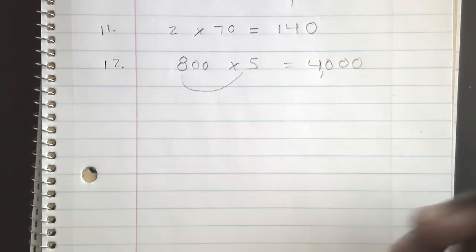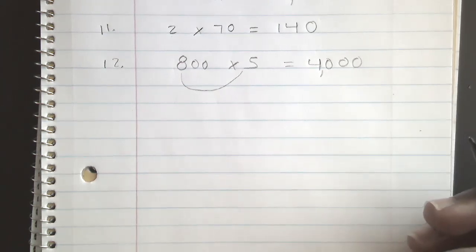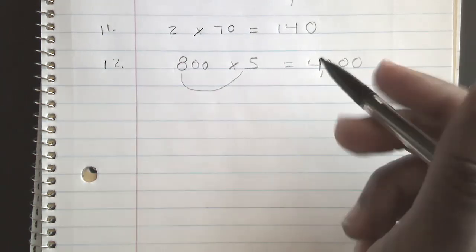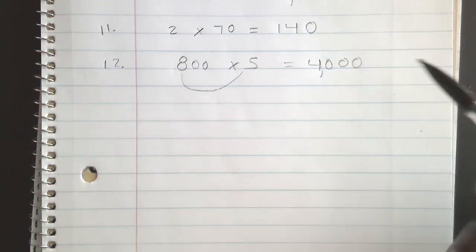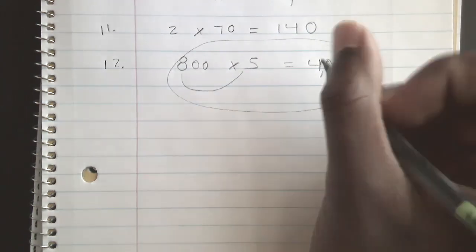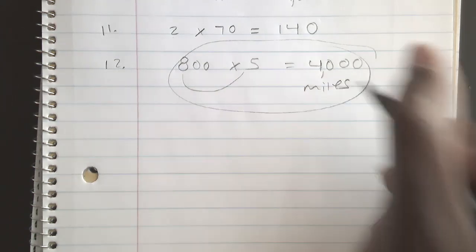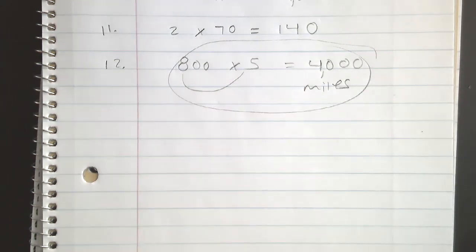So the answer to the question is asking, if the Rhine River is about 800 miles long, about how many miles long is the Amazon River? Write and solve an equation. We just did that, and that's how many miles we got. We got 4,000 miles. All right, moving to number 13 here.